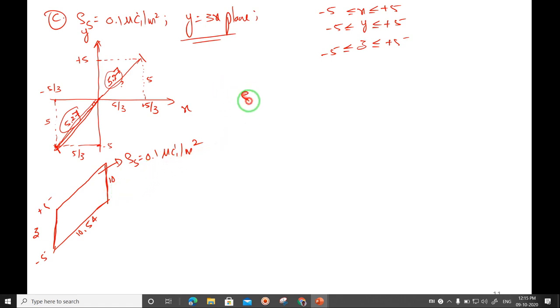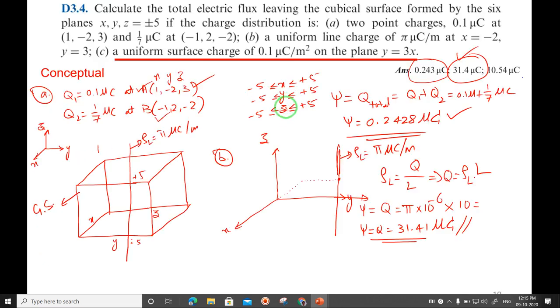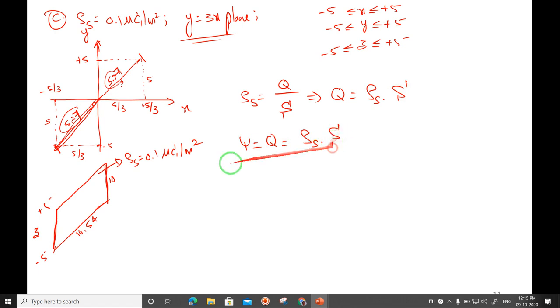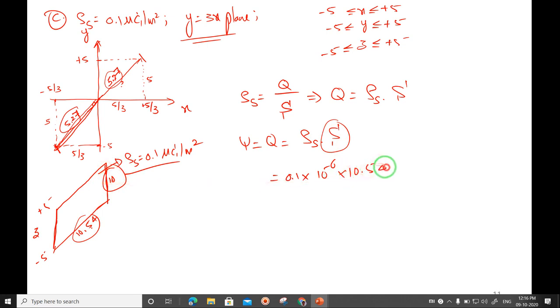So we know the surface charge density by definition: charge per unit surface area. What they have asked? They asked to calculate the total electric flux psi. So Q is equal to rho s into the surface area, and psi is equal to Q, that is equal to rho s into s. Rho s is given, fine. What about the surface area? Just multiply the two sides, 10 into 10.54, right? So we'll substitute rho s is how much? 0.1 micro means 10 power minus 6 into surface area, 10.54 into 10.